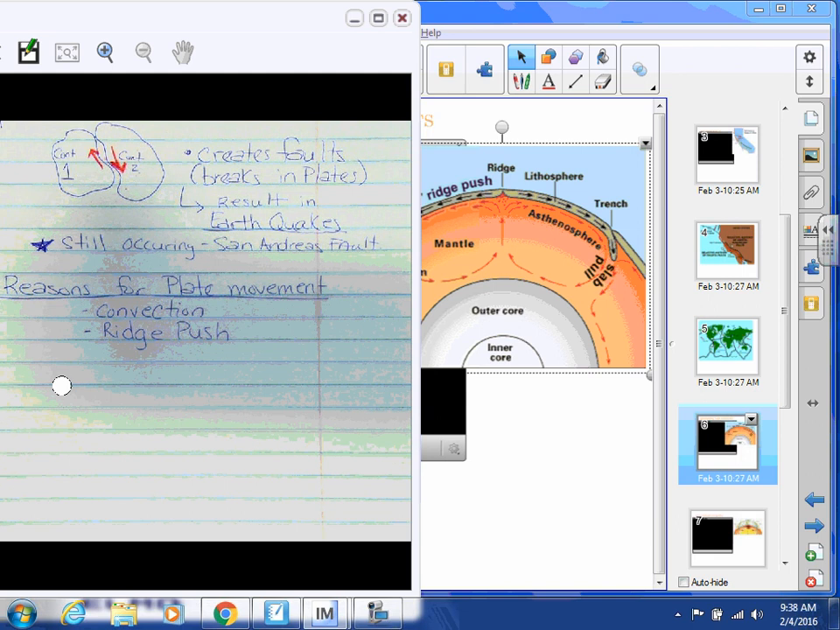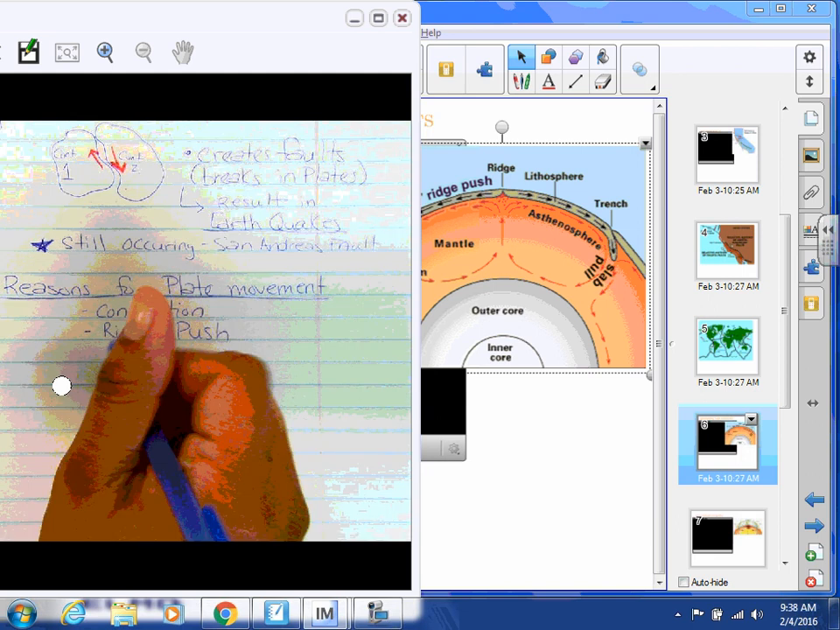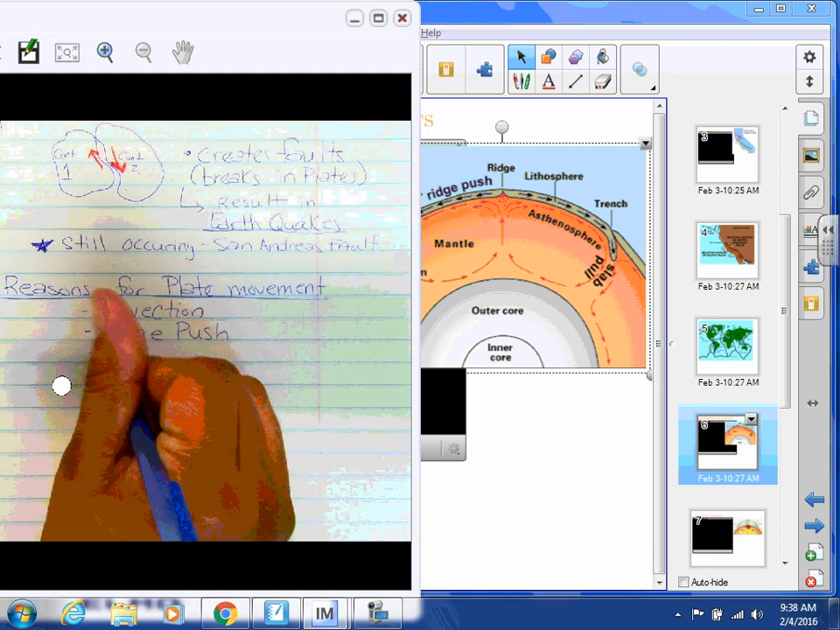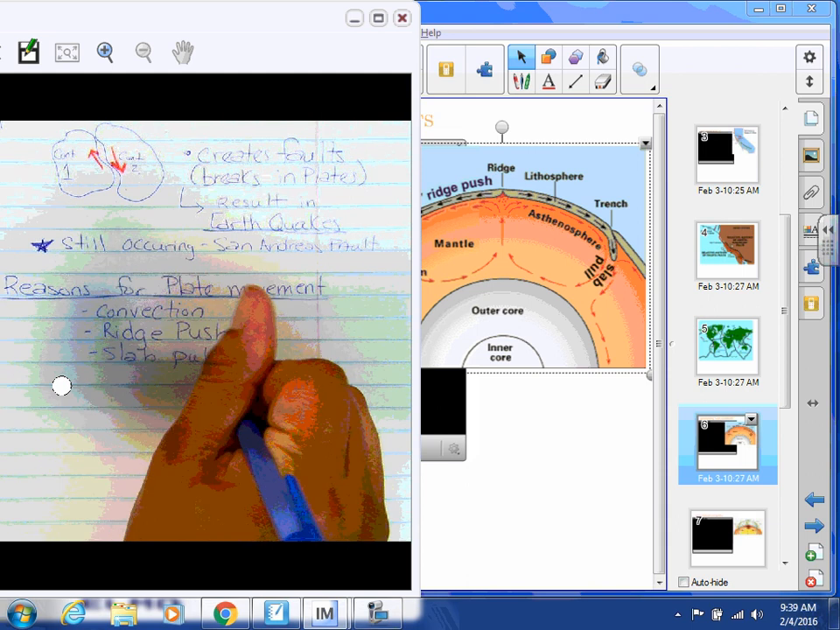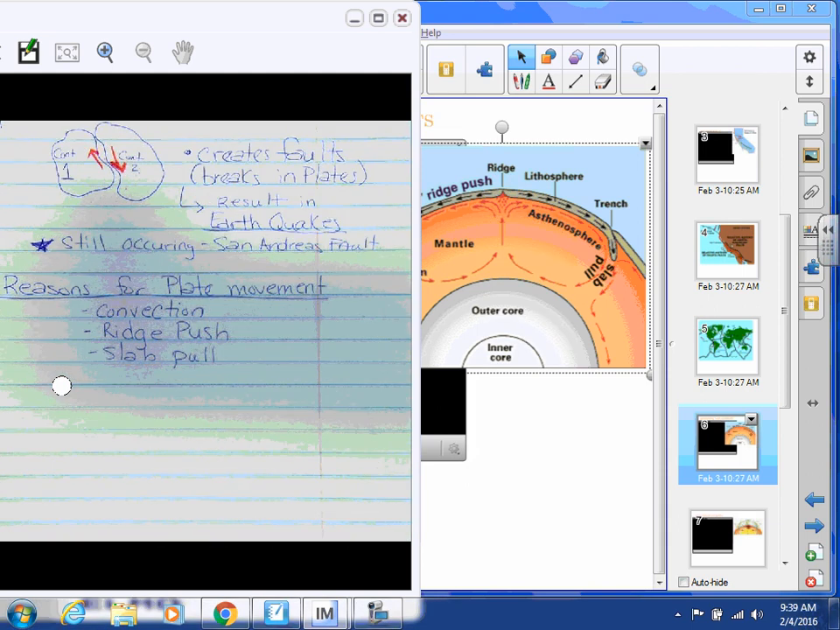So we also have something that's called slab pull. That means that the earth is pulled apart, the ridges are pushed together, and there's convection, there's movement of lava. So once that lava gets so hot, it's going to try to get out. There's a lot of pressure there. So we're going to break these three things down, and then this is going to be the ending of our notes. So we're going to look at these three reasons for plate movement.